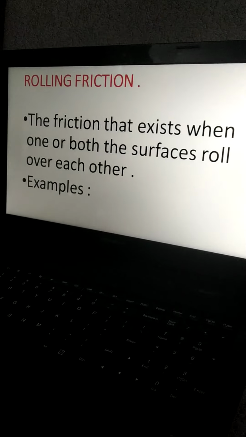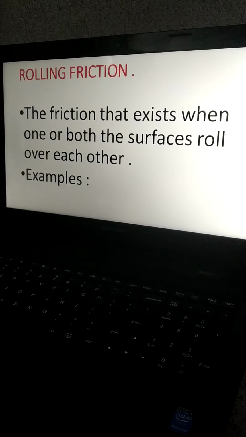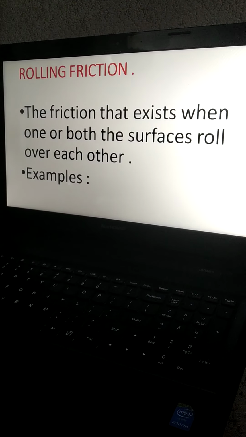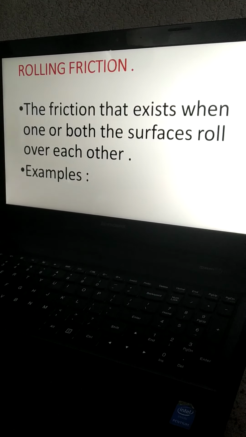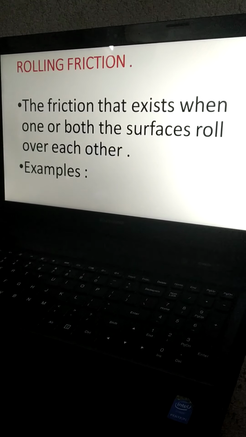What was the other one? Rolling friction. Okay? The friction that exists when one or both the surfaces roll over each other. Okay? Come back. This is rolling friction. You have got many examples of rolling friction.